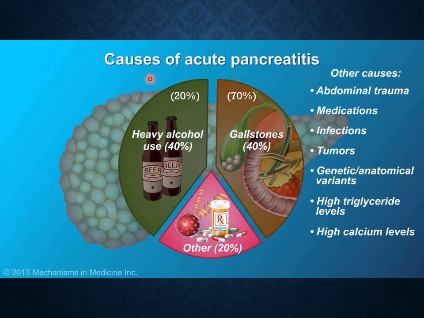This is a pictorial summary of the causes of acute pancreatitis. Heavy alcohol abuse and gallstones are the two most common causes. In fact, in our country, gallstone is far more common than alcohol, and 20% are other causes. The other causes include abdominal trauma, certain medications which I just mentioned, infections, especially viral, tumors, genetic or anatomical variants, high cholesterol or triglyceride levels, and high calcium levels.